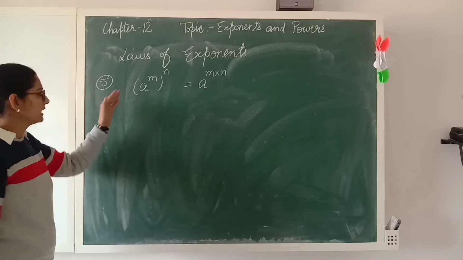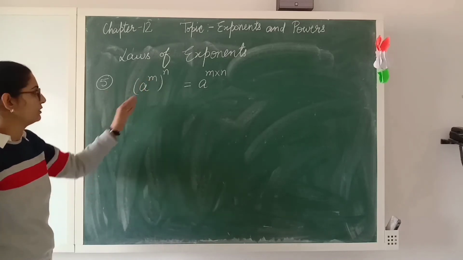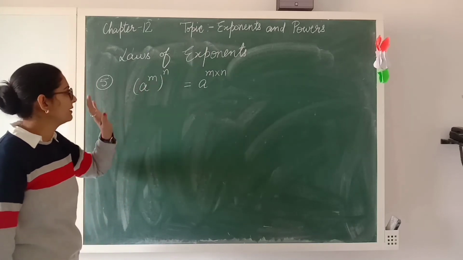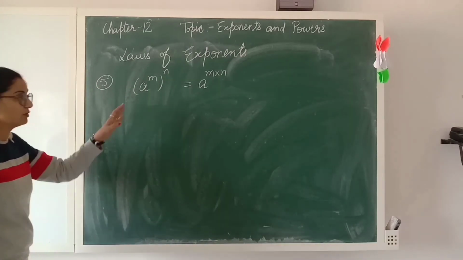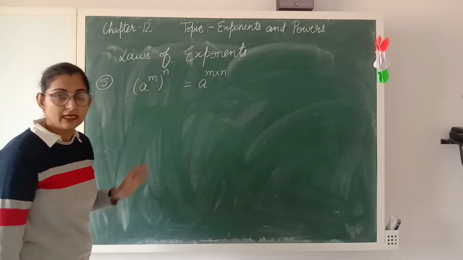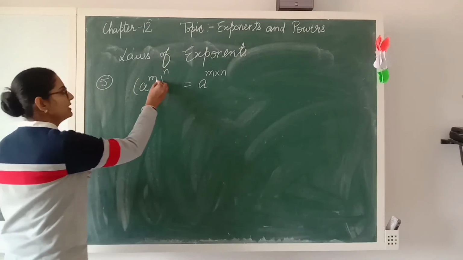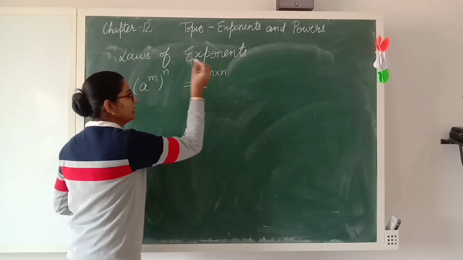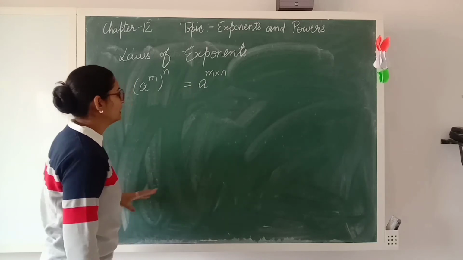The fifth law is a raised to the power m and whole power n, where we have two powers, one is m and another is n. यहाँ दो powers दिखाई दे रही है, एक m है और दूसरी n है. So हमें करना क्या है, कैसे solve करना? We have to just multiply these two powers. Okay, we have to multiply m and n. So that will be our formulation.